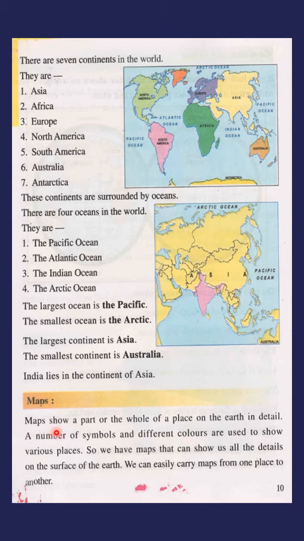Maps. Maps show a part of the whole of a place on the earth in detail. A number of symbols and different colors are used to show various places. So we have maps that can show us all the details on the surface of the earth. We can easily carry maps from one place to another.